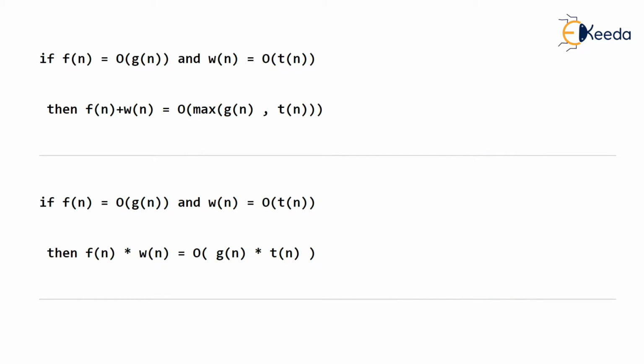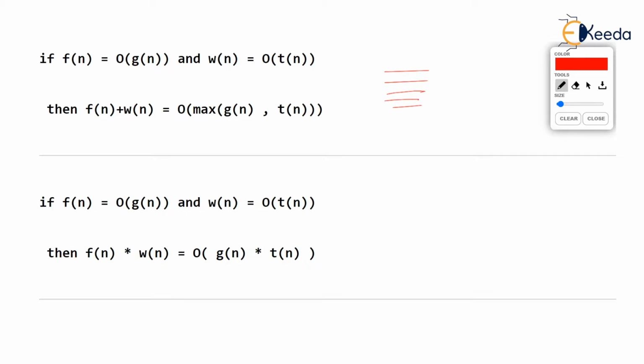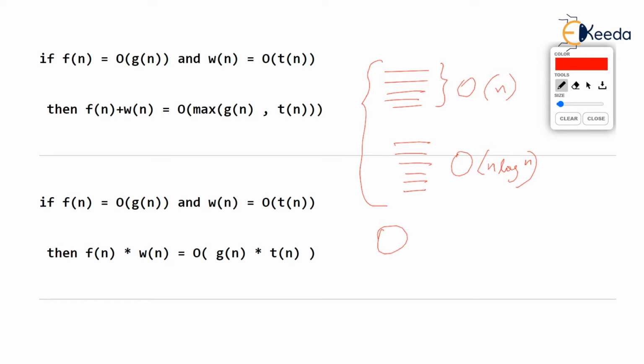So from now onwards, remember whenever you get back-to-back codes, some code and after that some more code, and this code works in the order of, let's say, n, and this code works in the order of n log n, and you are asked what will be the overall asymptotic notation for the entire code, then it should be O of n log n, because after all you are adding these two orders.